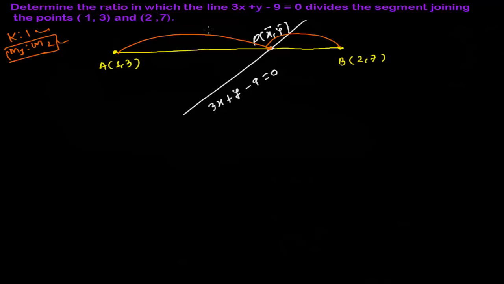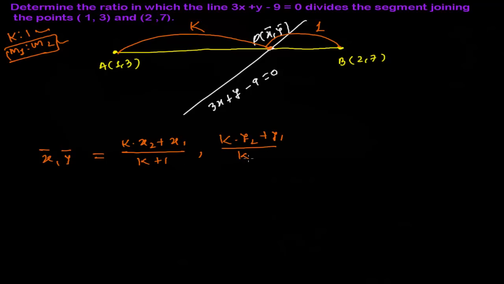Anyways, let's go now. I suppose that the point P is dividing this line segment AB in the ratio k:1, or you can say the line is cutting it in the ratio k:1. So for x bar and y bar, our section formula, when k is the ratio, will be (k times x2 plus x1) divided by (k plus 1), and again (k times y2 plus y1) divided by (k plus 1). All right, I think you know this formula.